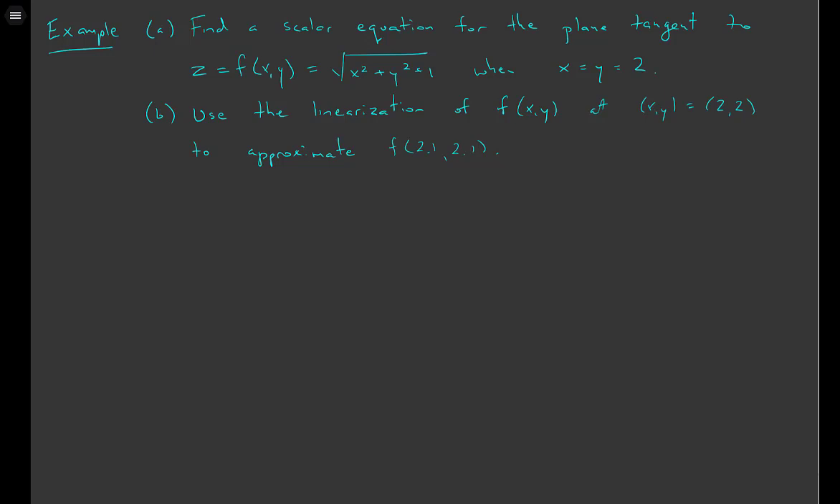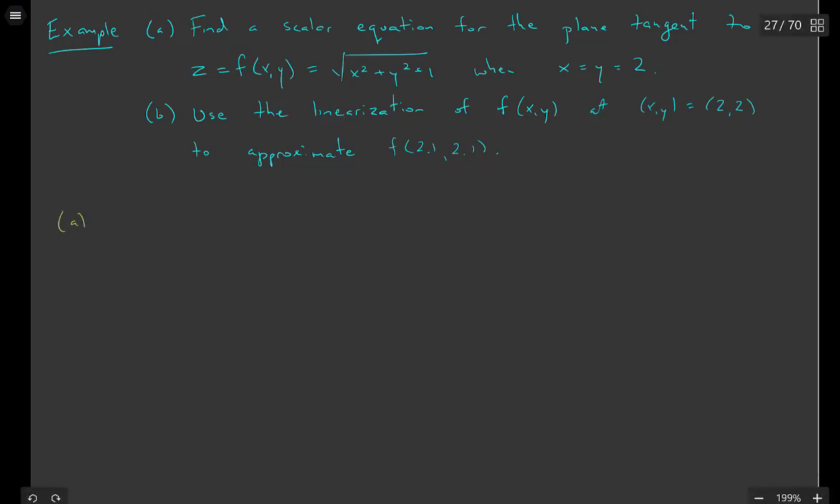And then in the second part, we're going to construct the linearization of f of x and y when x and y are both equal to 2. And we're going to use this linearization to approximate f when x and y are both equal to 2.1. So let's start off by finding this scalar equation.